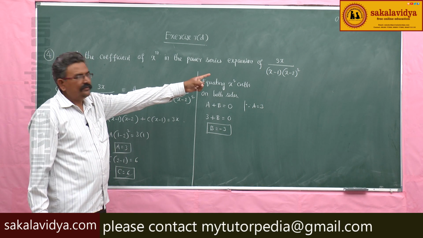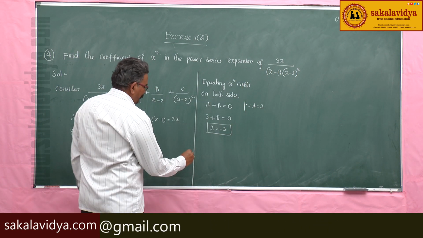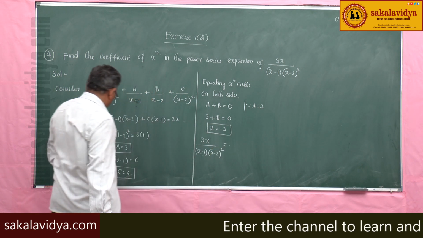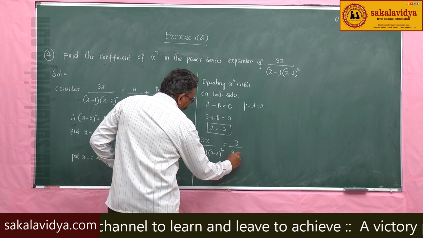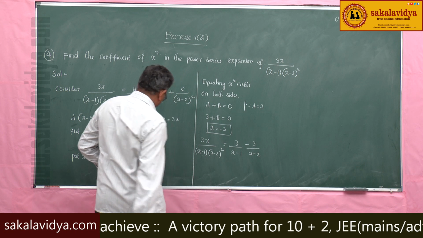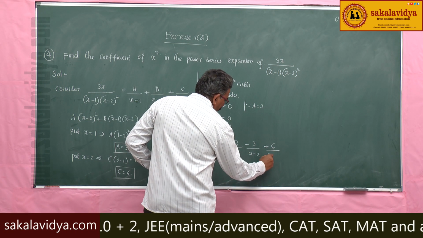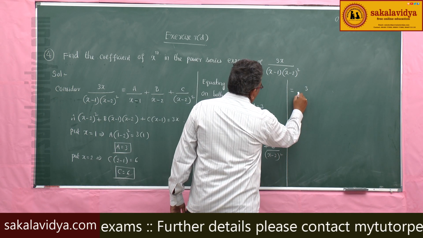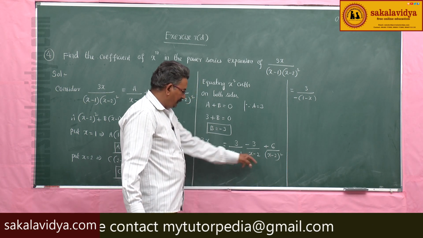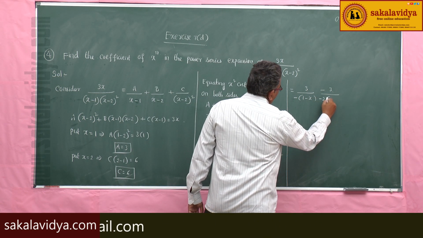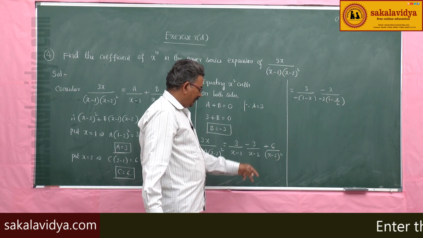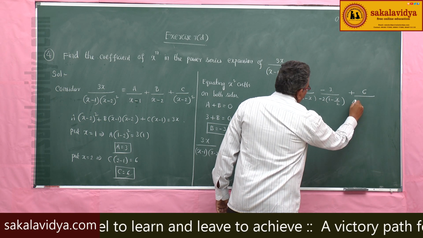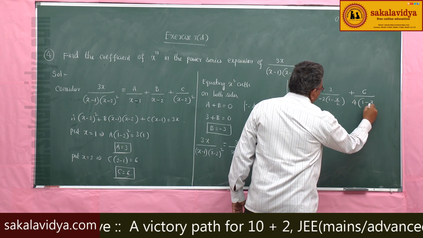Now, we can write the partial fractions of 3x by (x minus 1) into (x minus 2) whole square: 3 by (x minus 1), minus 3 by (x minus 2), plus 6 by (x minus 2) whole square. Now, this can be written as 3 by minus (1 minus x), again minus 2 common, minus 3 by 2 into (1 minus x by 2). Here taking minus 2 common, that becomes 4 only, plus 6 by 4 times (1 minus x by 2) whole square.